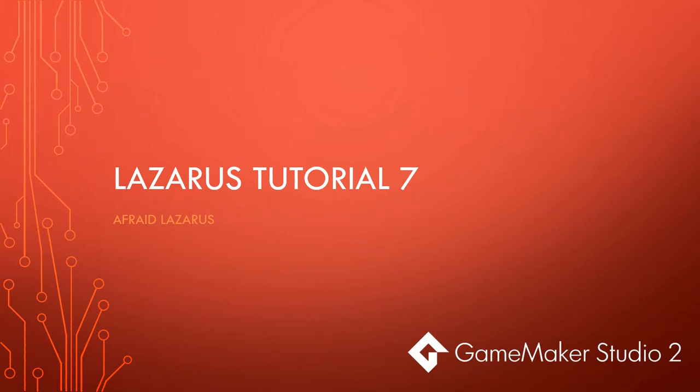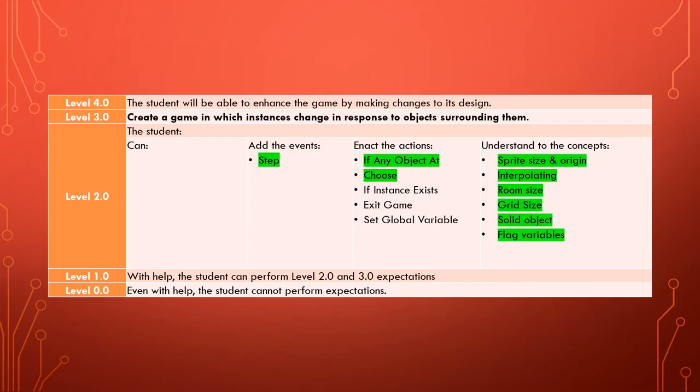Welcome to video 7 of the Lazarus tutorial series, where we learn to use GameMaker Studio 2. So far in this series, we have learned the highlighted skills here on our way towards learning how to create a game in which instances change in response to objects surrounding them.